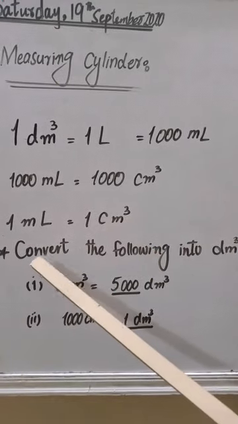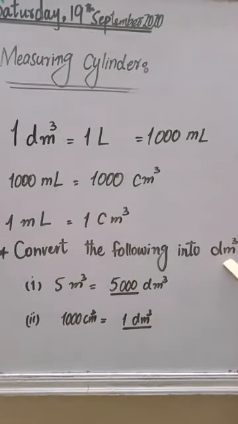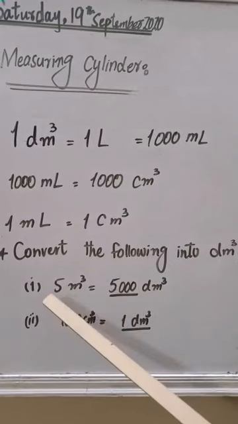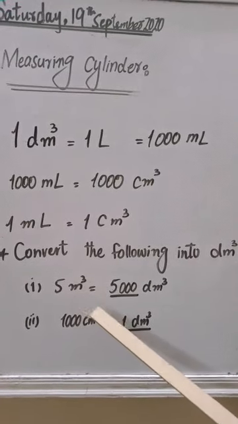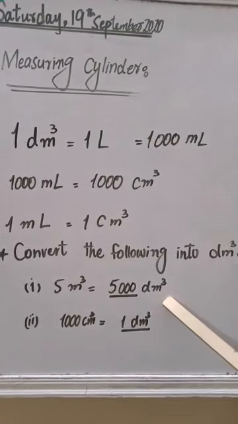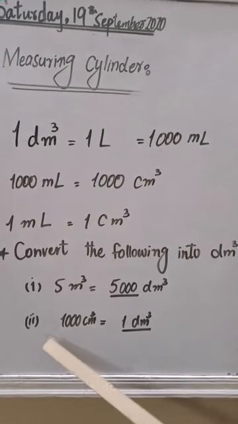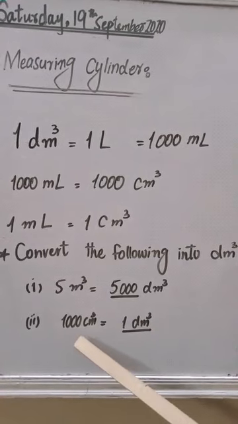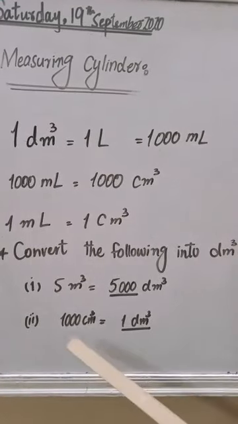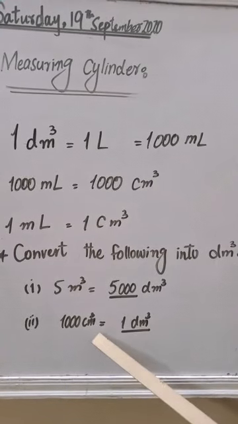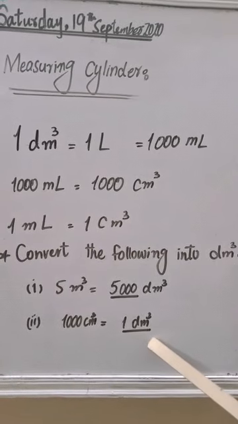Next, there is a question: convert the following into decimeter cube. Number 1, 5 meter cube. 5 meter cube will be equal to 5000 decimeter cube. Number 2, 1000 cubic centimeter is equal to how many decimeter cube? 1000 cubic centimeter will be equal to 1 cubic decimeter.